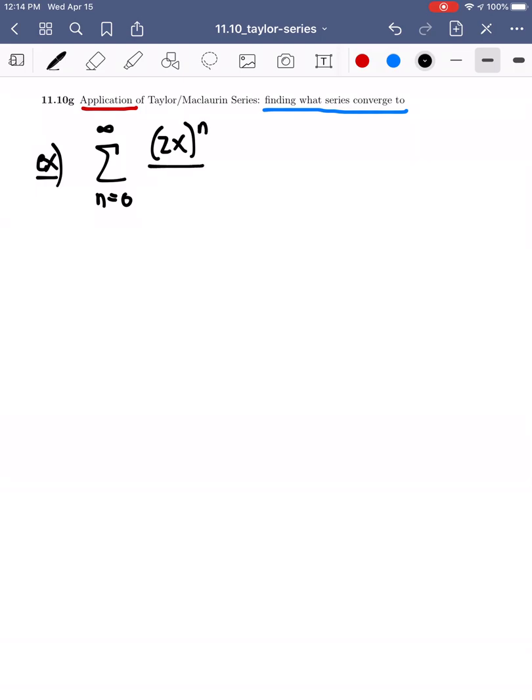All right, in this video, we're going to do another application of Taylor and Maclaurin series, and that application is finding what series converge to. This might seem a little bit ubiquitous at this point, but for example, we're going to look at this series, or series similar to this. Consider an infinite series from n equals 0 to infinity of 2x to the n all over n factorial.